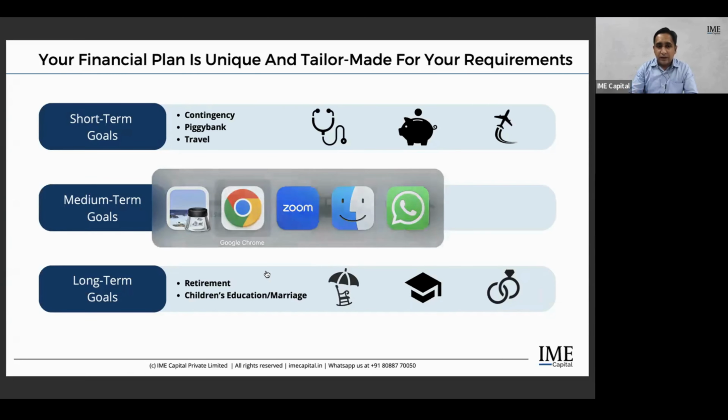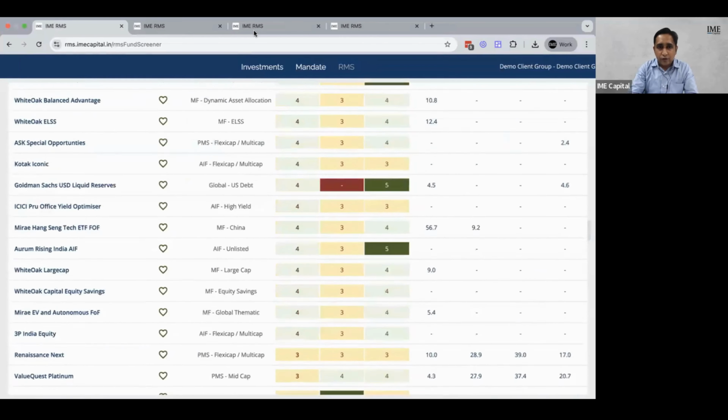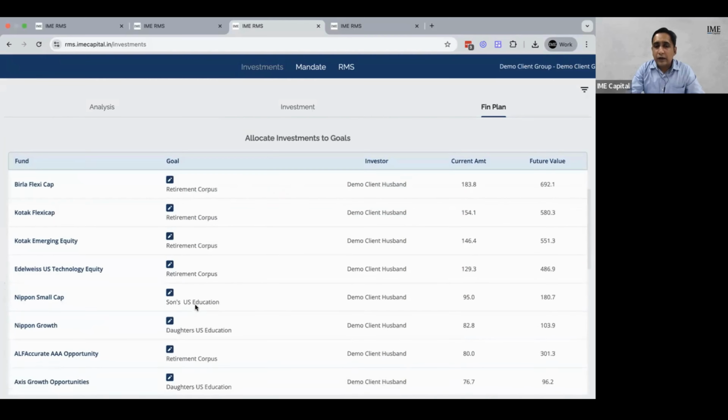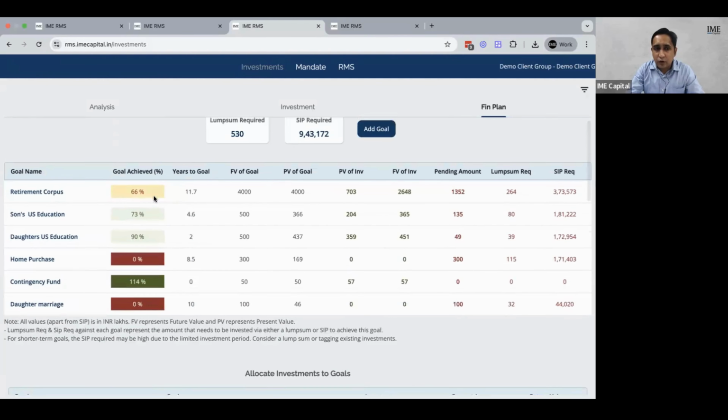Now, on the IME client portal on the app, we have financial planning which is completely integrated in. So you can sit and define your specific goals, understand when they're likely to hit in the future, what these costs are likely to be, and allocate your current investments to specific goals to understand what level of funding you have against each one of these goals.